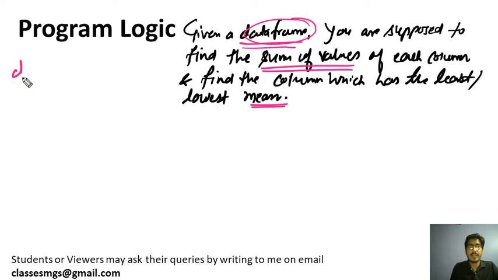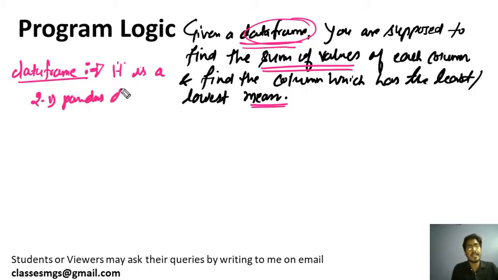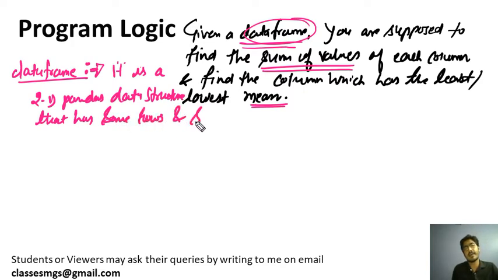So what is a data frame? If you don't know anything about data frame or series objects, then I recommend you watch my theory classes or the previous practicals, in which I have explained a little bit about data frame and series objects. Now, what is a data frame? A data frame is a two-dimensional pandas data structure that has some rows and some columns. So this is basically a data frame.